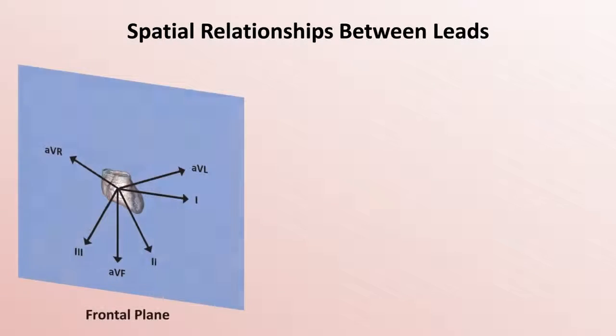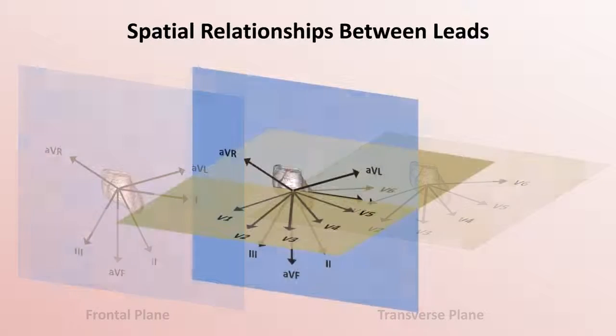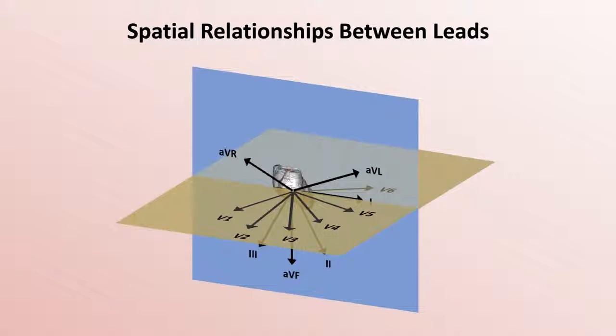Here's the frontal plane with its leads, and here's the transverse plane with its. Now here they are overlaid on one another. I wish I was good enough with 3D modeling software to make this rotate around, but hopefully this view provides you an idea of the spatial relationship between leads.